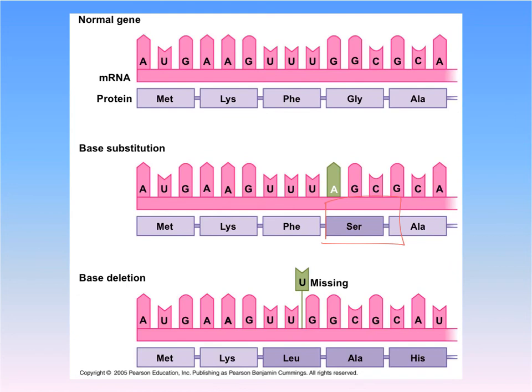In base deletions or additions, you're changing everything from that point of the mutation on because you're shifting the reading frame. So this is an example of a deletion. We pulled this U out. So we've completely altered how the mRNA will be read from this point on. This is my new codon. This is my new codon. This is my new codon. So anytime we have a base deletion or addition, we call these frame shift mutations because from the point of mutation on, all the amino acids will be impacted.